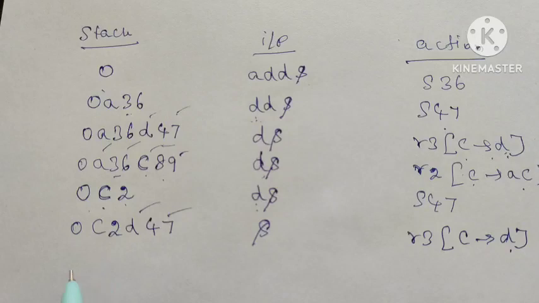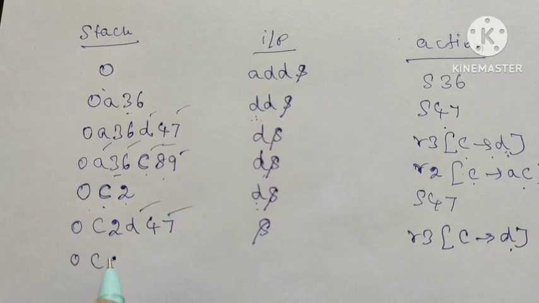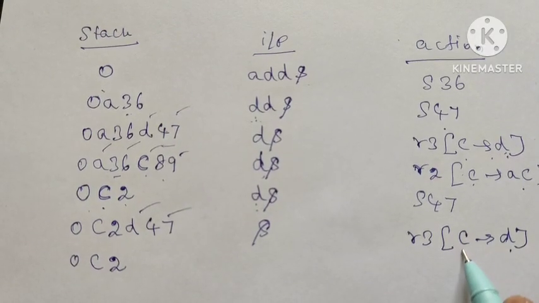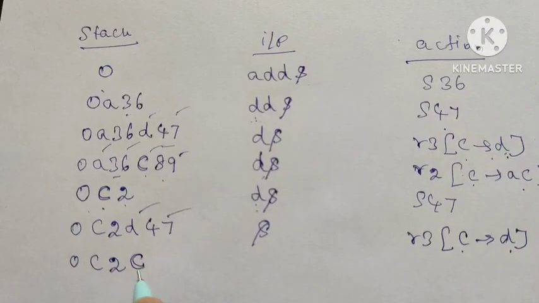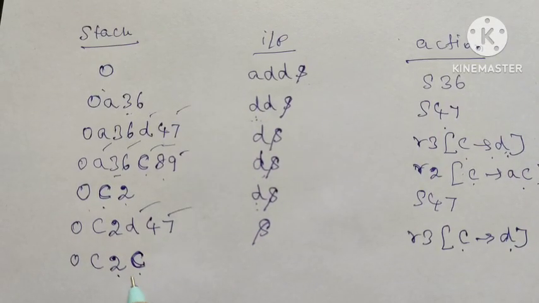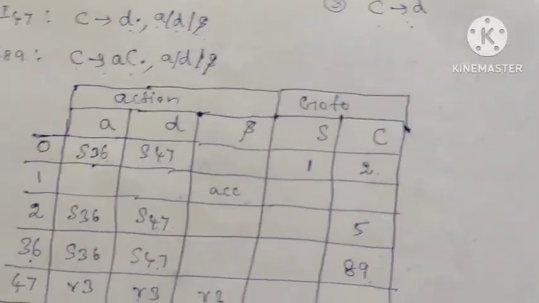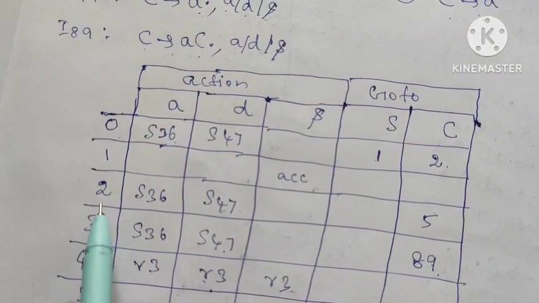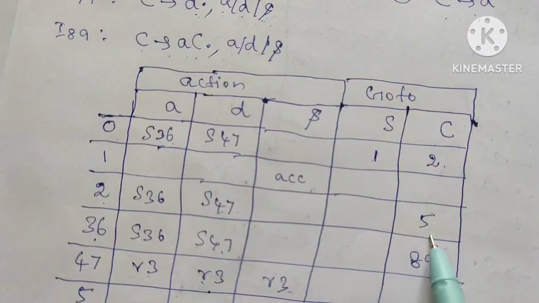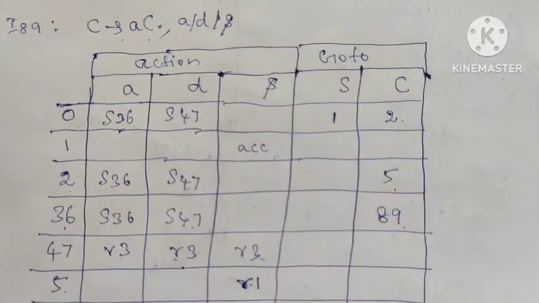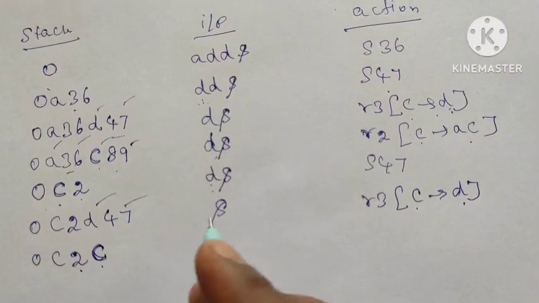So 0, C, 2 remain. Now push the C inside the stack. Now 2 on the left side, C on the right side. Verify in the parse table. 2 and C meet in 5. So write 5 inside the stack.